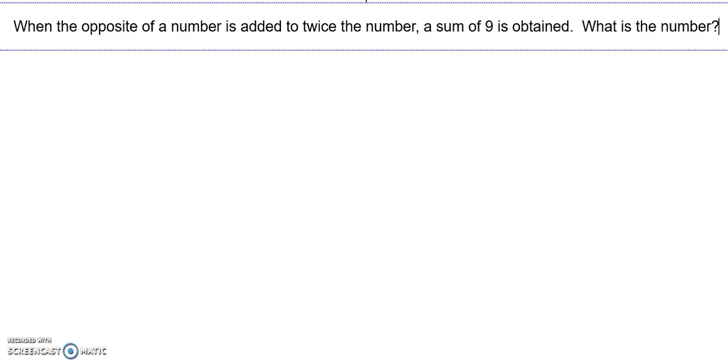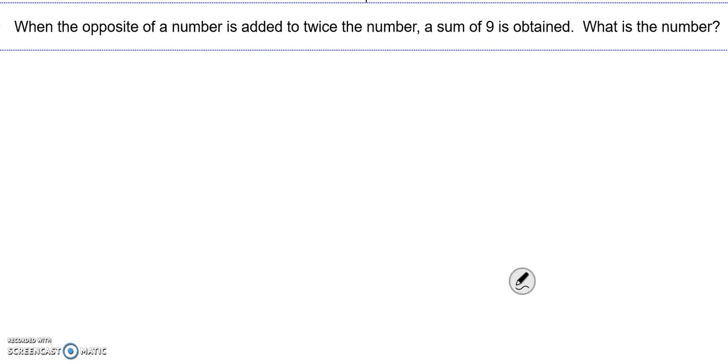Okay, we are going to be moving to level 2 number problems. So this is problem 15 in level 2. And the problem reads, when the opposite of a number is added to twice the number, a sum of 9 is obtained. What is the number?